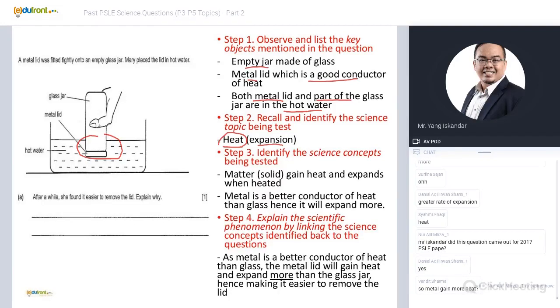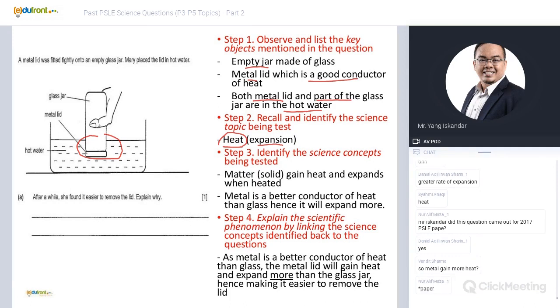But I know some of my P6 students have forgotten oral already, right? Because they say after the oral exam, cannot talk already. Anybody?